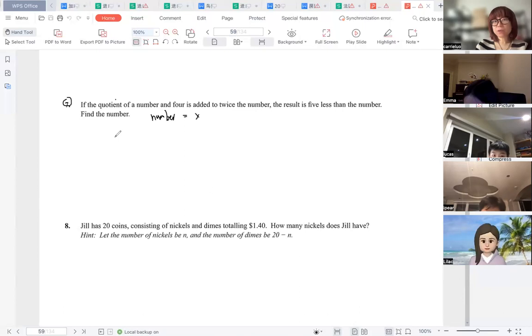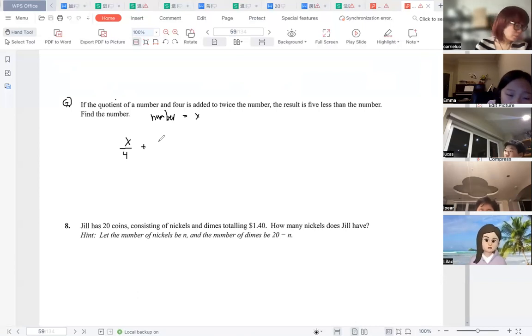Let's take a look at this one, okay? The quotient of a number and 4, what does it mean? Number divided by 4, that's the quotient of a number and 4. Is added to twice the number. Twice the number 是什么, Lucas? Twice of x. 2x.